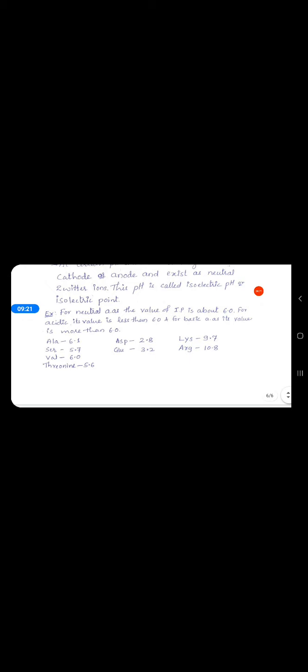For neutral amino acids, the value of isoelectric point is nearly 6. So let us see the examples. Alanine, which is a neutral amino acid, has an isoelectric pH of 6.1. Serine is 5.7. Valine is 6.0. Threonine is 5.6. So see here, all the neutral amino acids have their isoelectric point nearly 6.